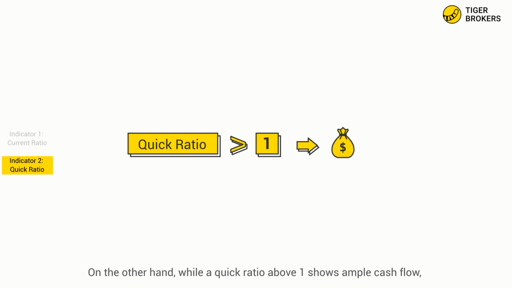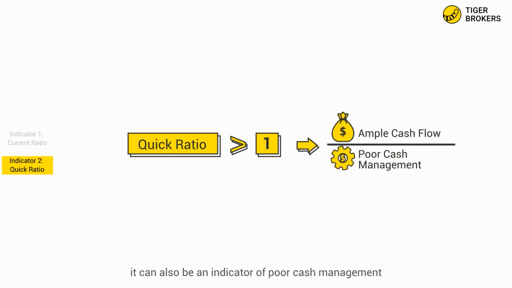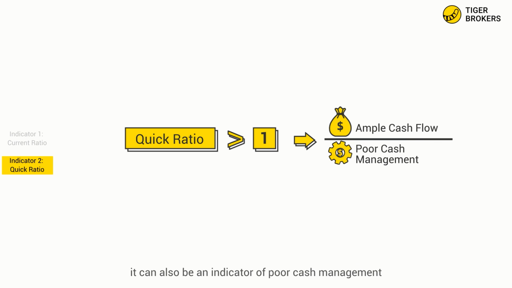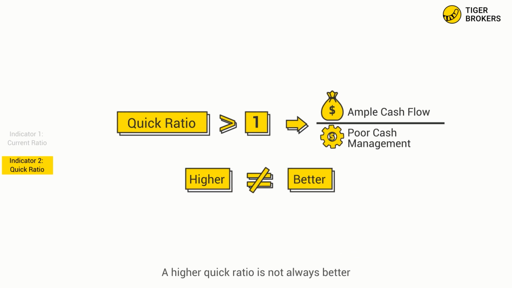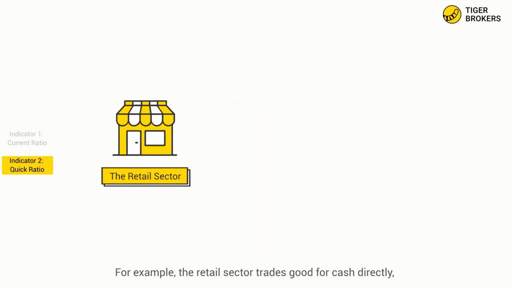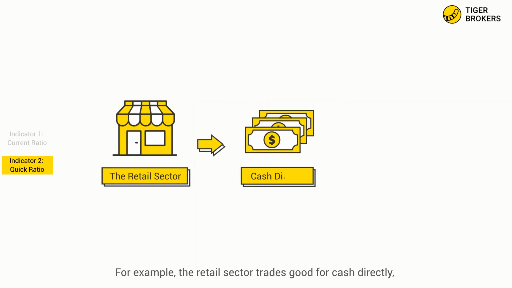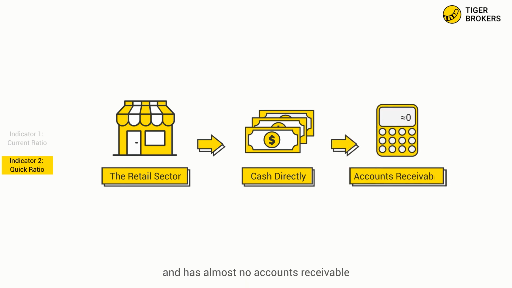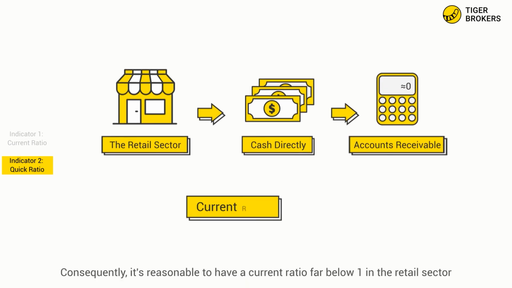On the other hand, while a quick ratio above 1 shows ample cash flow, it can also be an indicator of poor cash management. A higher quick ratio is not always better. We need to analyze it on a case-by-case basis while considering the nature of the target company's industry. For example, the retail sector trades goods for cash directly and has almost no accounts receivable. Consequently, it's reasonable to have a current ratio far below 1 in the retail sector.